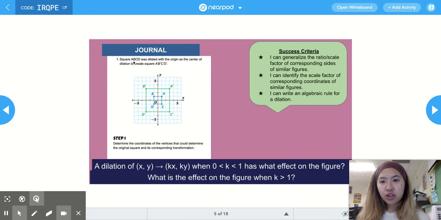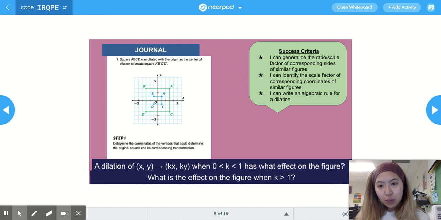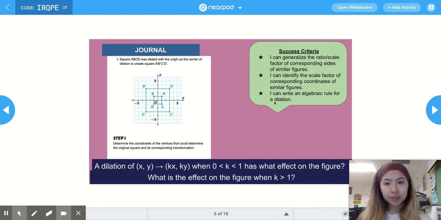So starting off with this journal, it says square ABCD, which is the smaller blue square, was dilated with the origin as the center of the dilation to create A'B'C'D'. We have to first determine the coordinates of the vertices as well as its dilated side. The success criteria for today is that I can generalize the ratio/scale factor of corresponding sides of similar figures. We're going to get into why ratios and scale factors are the same thing. I can identify the scale factor of corresponding coordinates of similar figures, and I can write an algebraic rule for a dilation.